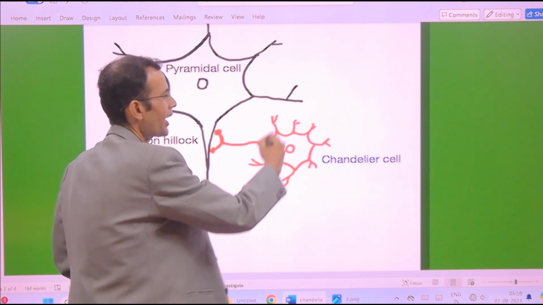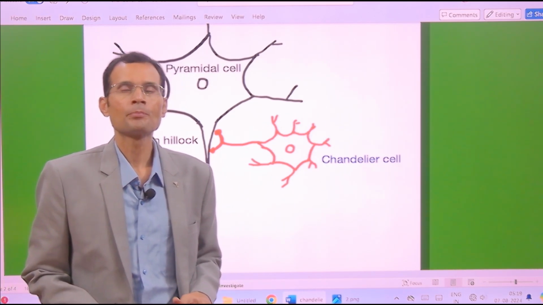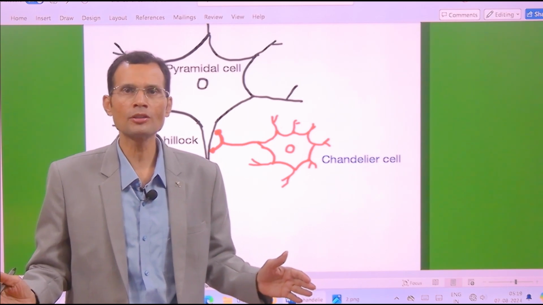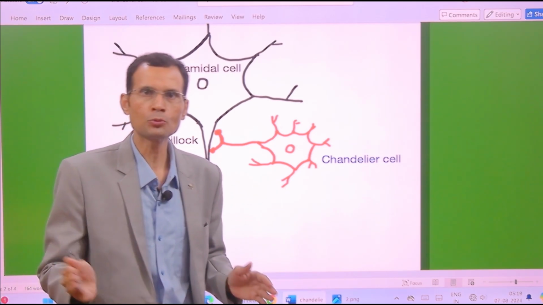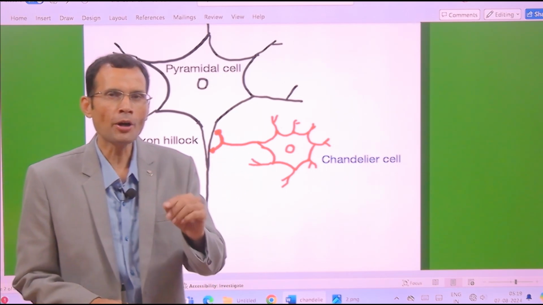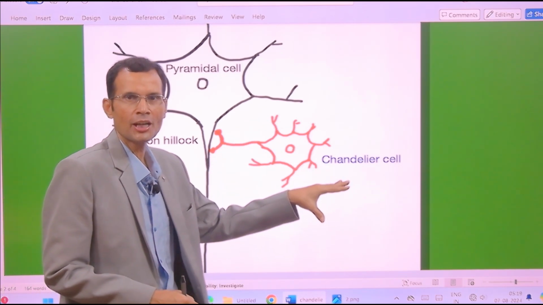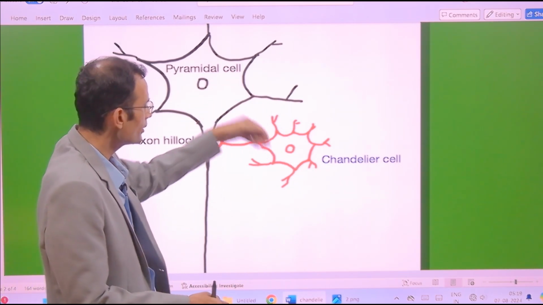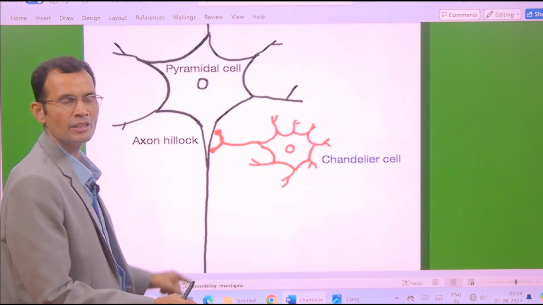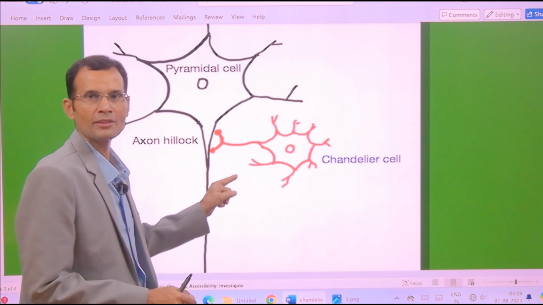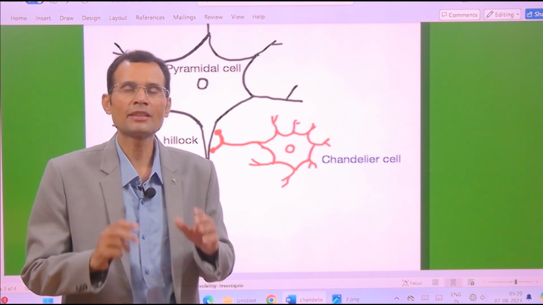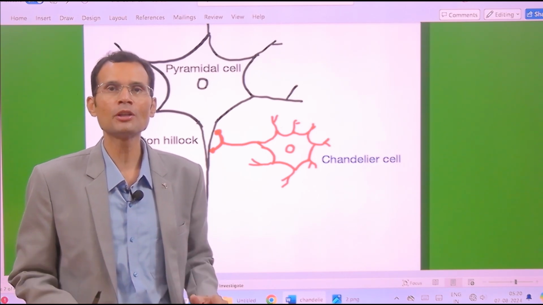And here is that chandelier cell. It's a nerve cell, and to be precise, it's an interneuron. You know, there are sensory neurons, there are motor neurons, and there are interneurons which connect the two. So the chandelier cell or chandelier neuron is an interneuron, and the point that you should notice, apart from its shape, which appears like a hanging chandelier, is that it is making a synaptic contact with this pyramidal cell in the motor cortex, but where the synaptic contact is being made is at the axon hillock, and that's the unique and very, very peculiar feature.